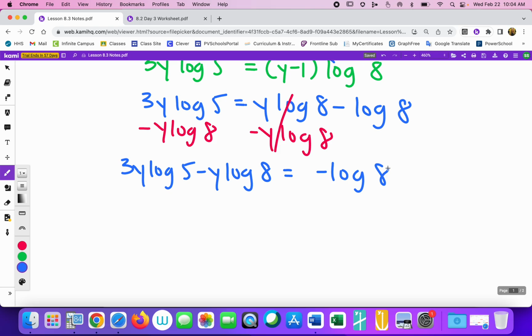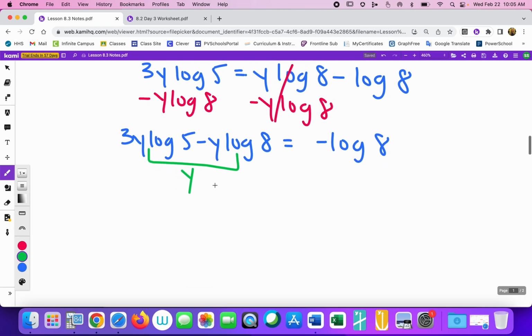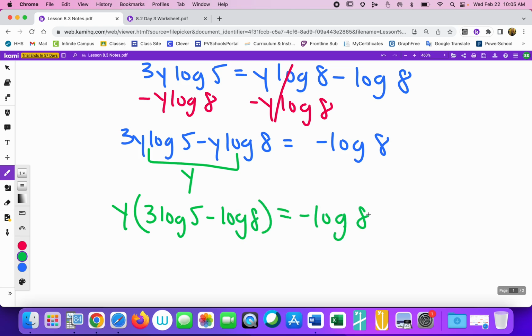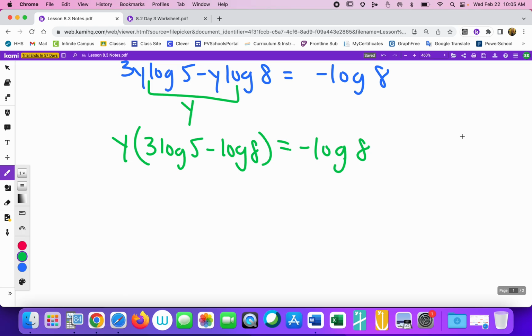Now that the y's are on the same side, factor out a y. We need a single y, so it's got to be undistributed. So factor out a y. So if this makes sense to you to do the brackets, okay, hopefully drill that into your head at this point. Okay, so take out a y. So we should have 3 log 5 minus log 8 in the parentheses. Divide by 3 log 5 minus log 8.